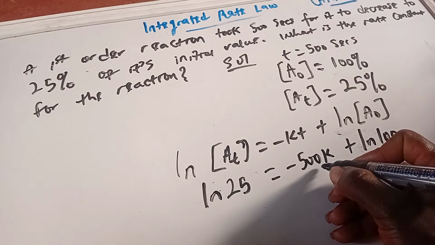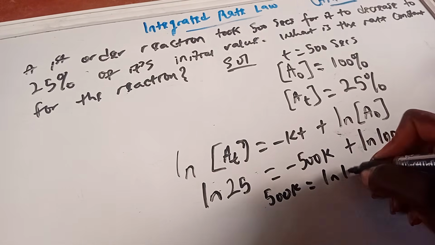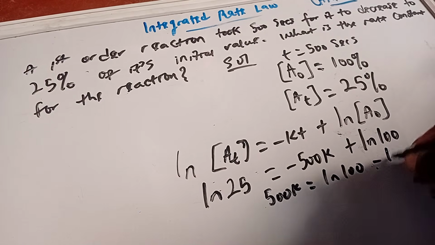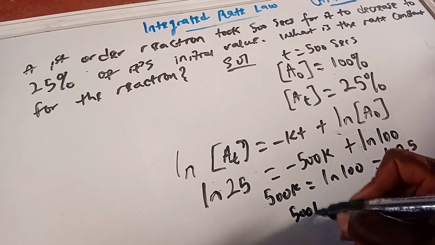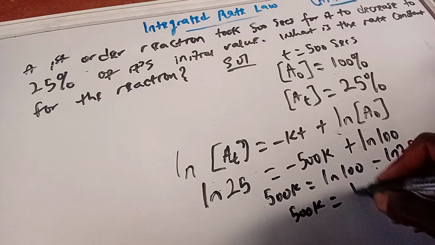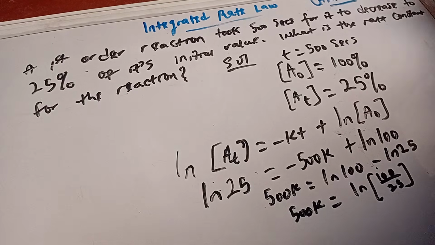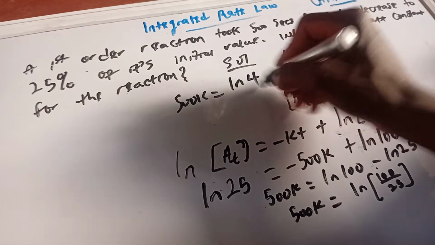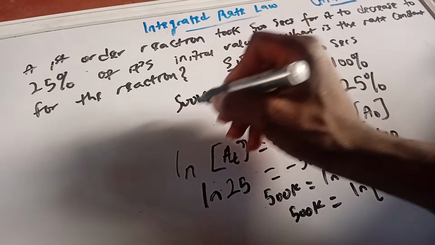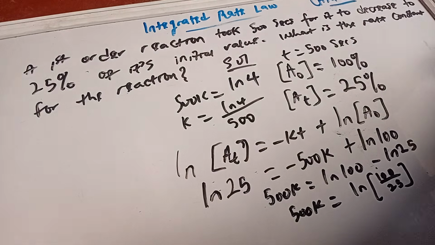So yeah, if you bring this 500k to the other side, it becomes positive. 500k equals ln 100. If this one comes over, it becomes minus ln 25, isn't it? So here we have 500k equals, if you have ln a minus ln b, same thing as ln a over b, 100 over 25, right? So 500k equals ln 4, since 100 over 25 is 4. So k equals ln 4 over 500. k equals ln 4 over 500. Now what's ln 4?